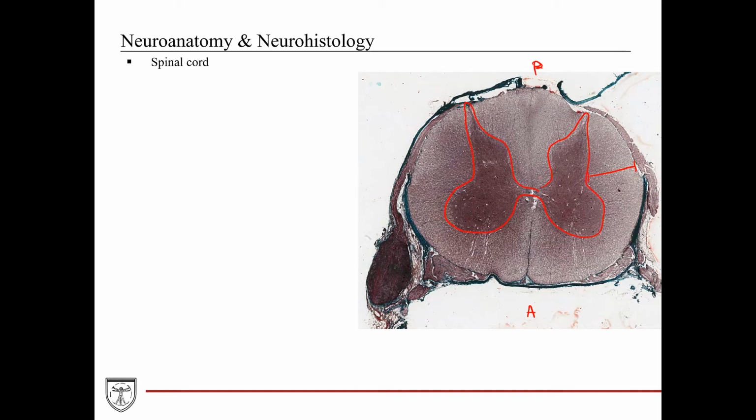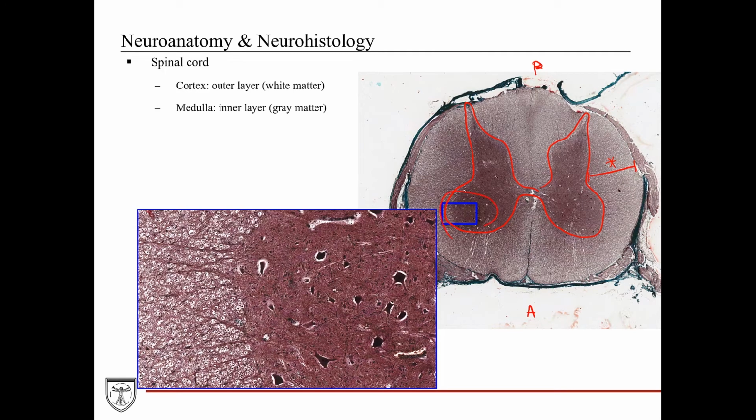So the cortex, or this outer layer of the spinal cord, is comprised of the white matter, which is the opposite from the brain tissue, and the medulla, this butterfly-looking inner component of the spinal cord, is actually made up of the gray matter, which means we're actually expecting to see a lot of neuron cell bodies within the medulla of the spinal cord and axon fibers that are myelinated in the cortical layer of the spinal cord. Let's see if that is the case. We'll sample this small region and look at it under a higher magnification.